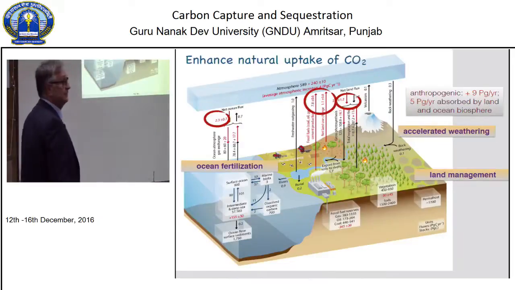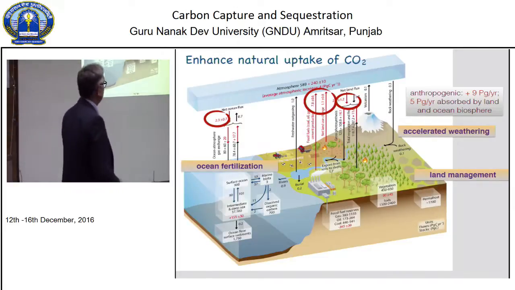Okay, how about enhancing the natural uptake? So here's a complicated slide which again shows the rates. These arrows show the rates at which things are moving. So here is fossil fuel and land use change dumping CO2 into the atmosphere, 9 petagrams per year. And then here you have the CO2 coming down and going into the ocean or being taken up by trees that are growing. And so 5 petagrams per year are absorbed by the land and the ocean biosphere.